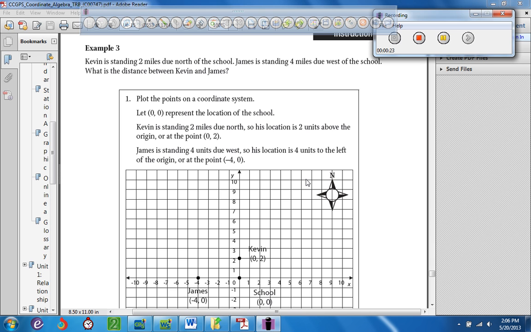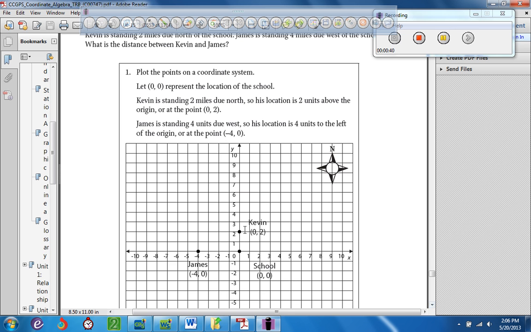Now, with this one, we're already given the diagram, but let's say (0, 0) represents the school. Okay, (0, 0) is our origin, and Kevin is standing 2 miles due north. So we're going to let that be the units on this. We're going to diagram this as (0, 2), and then James is to the west, so we're going to say he's at (-4, 0), to the left. And we want to find the distance between the two.